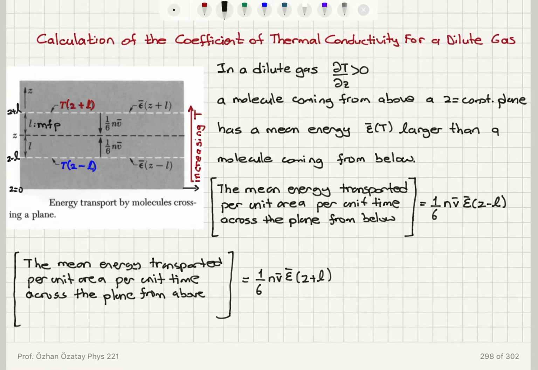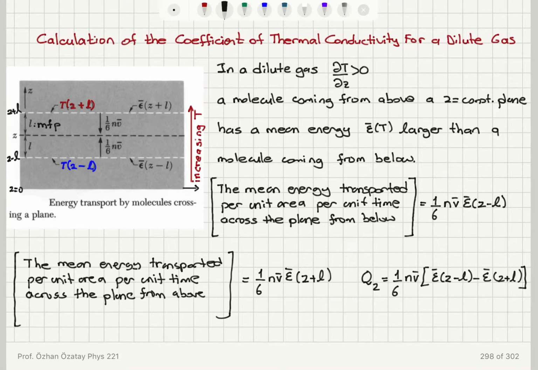So therefore you can see that the heat flux, the amount of energy that we're transporting per area per unit time, will be 1 over 6 n v bar, the particle flux, times the energy that is entering the plane from below, epsilon bar z minus L minus epsilon bar z plus L. So this is the heat that we're transporting in the positive z axis. But in fact the heat transfer will occur from top to bottom, as you know.